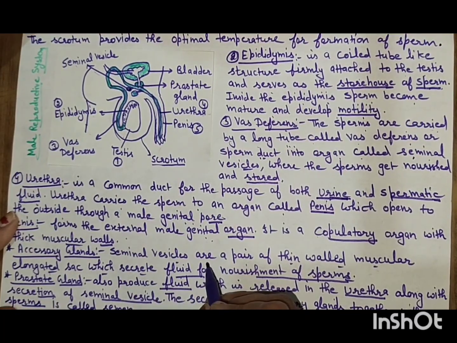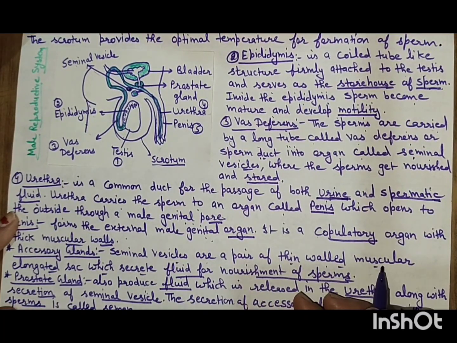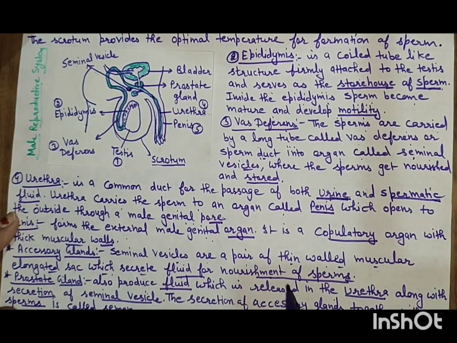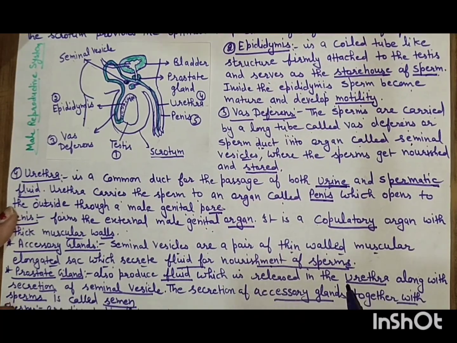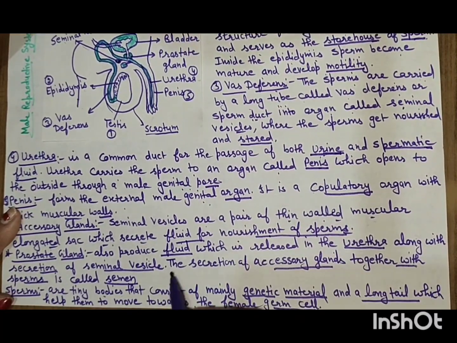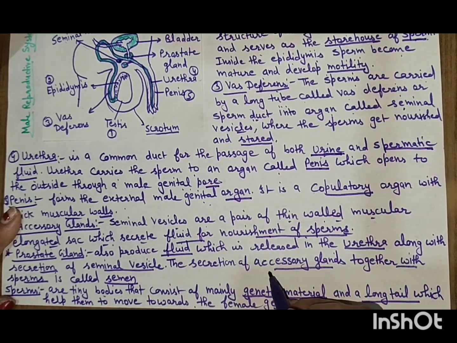Accessory glands. The seminal vesicles are a pair of thin-walled muscular elongated sacs which secrete fluid for the nourishment of the sperm. The prostate gland also produces fluid, which is released into the urethra along with the secretion of the seminal vesicle. The secretion of the accessory glands together with the sperm is called semen.